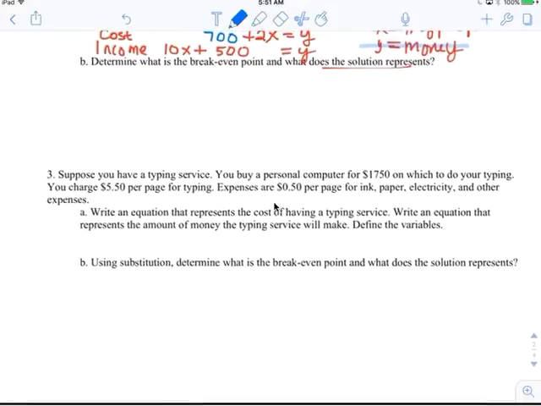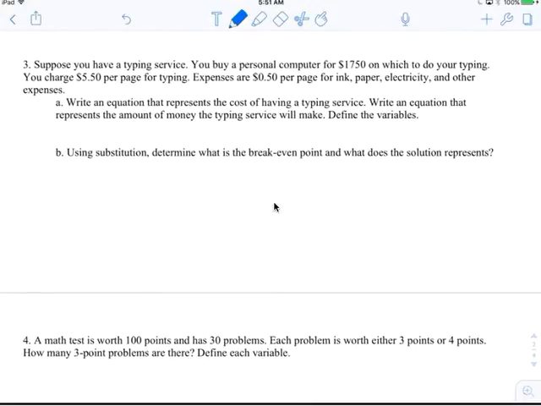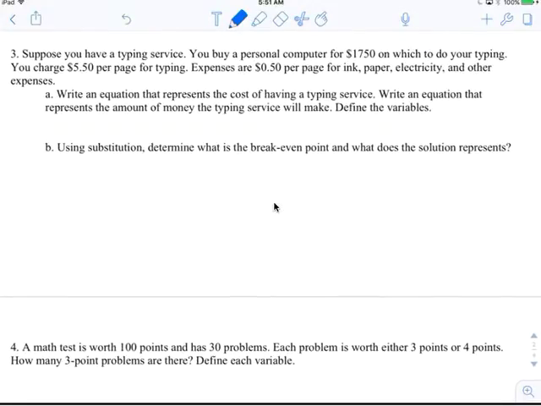Okay, number 3. Suppose you have a typing service. You buy a personal computer. Okay, you have a typing service. That means you type for people. You buy a personal computer for this much, on which to do your typing. So that's a cost.